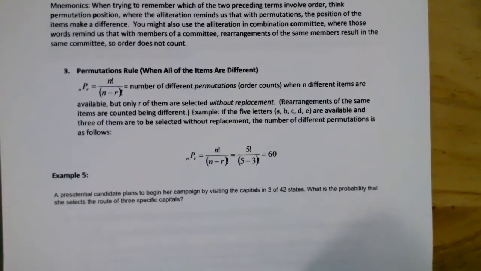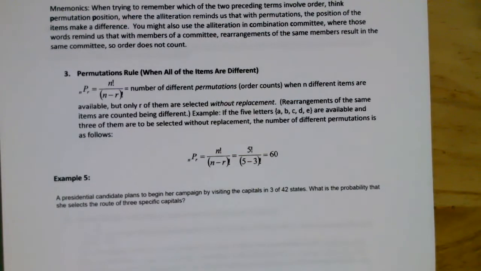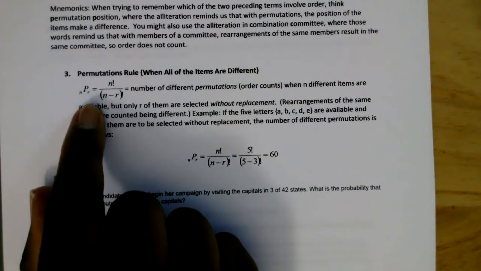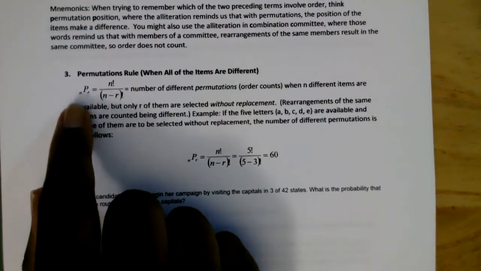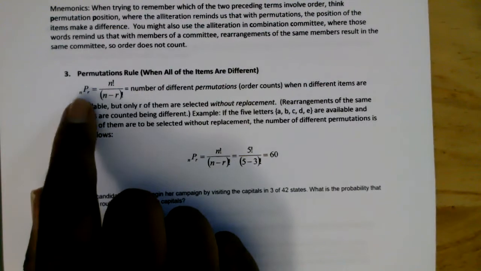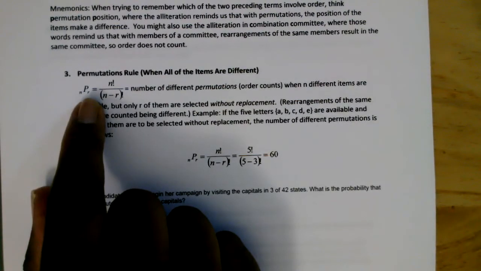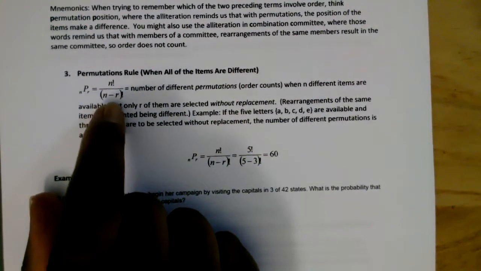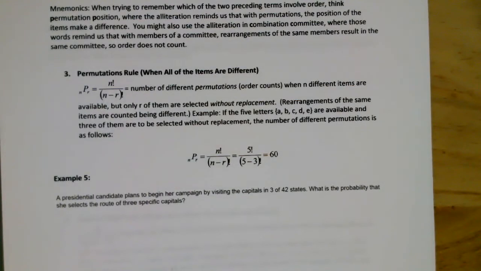All right. So let's look at number 3, the permutations rule. And this is for where all of the items are different. The notation for that would be a capital P with n and lowercase r. That's how we write the permutation of n choose r. And the formula for that would be n factorial divided by the quantity n minus r factorial. And that's going to be the number of different permutations where the order counts when n different ways are available, but only r of them are selected without replacement.